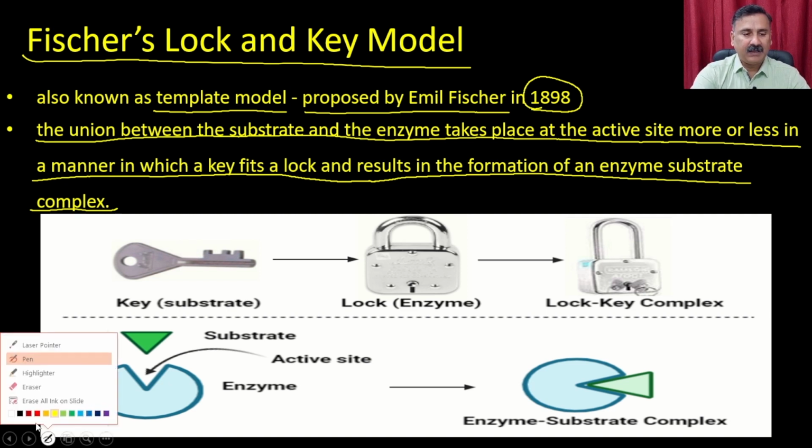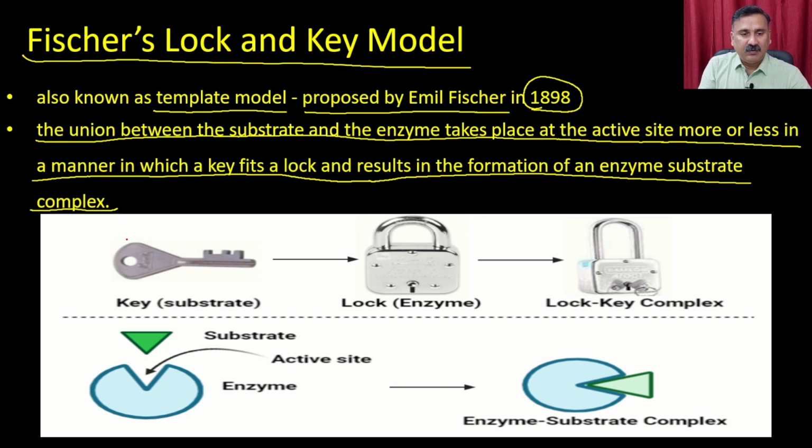So you can imagine that you have a key. Every key has its corresponding lock, so you cannot use an alternate key for this particular lock. Only this particular key is going to fit into the lock, and that's how it gives you the lock and key complex. Why is it happening? In this case the key behaves as the substrate, whereas the lock is represented by the enzyme, and this is called the enzyme substrate complex.